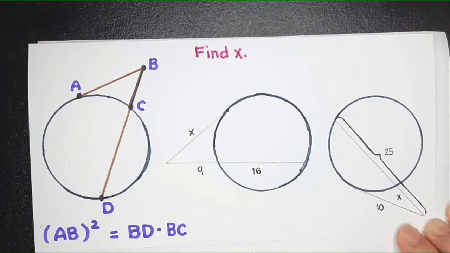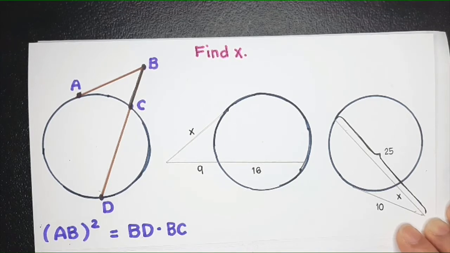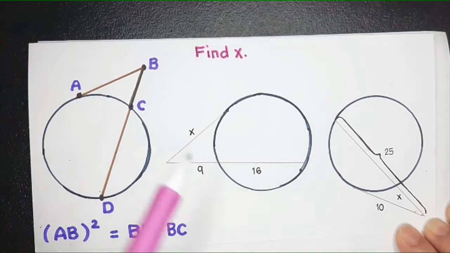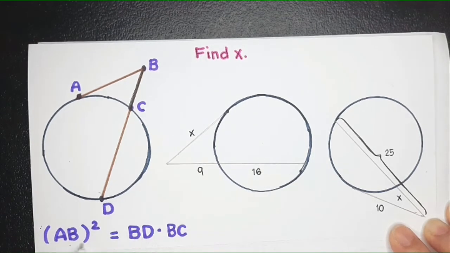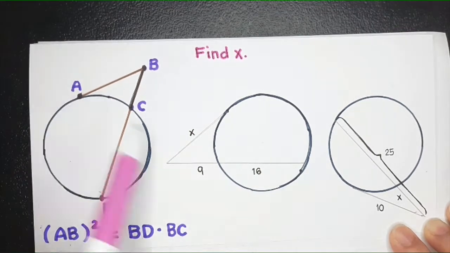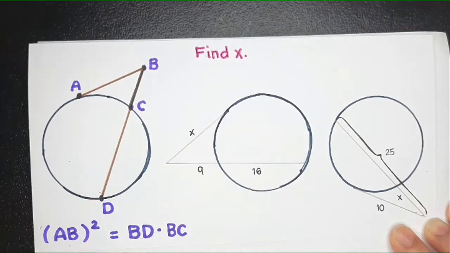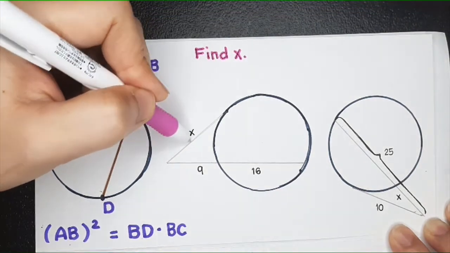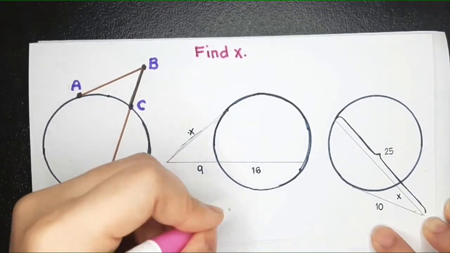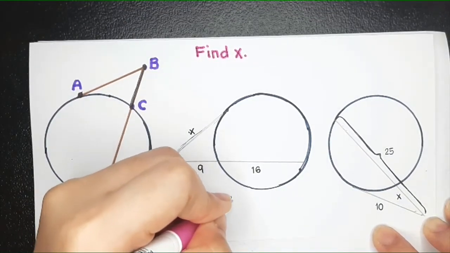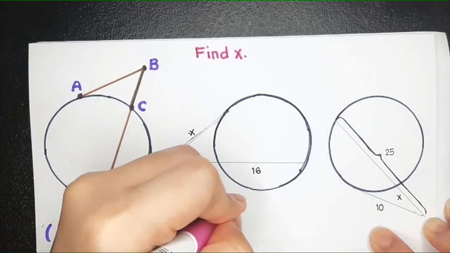Tapos, bibigyan ko ulit kayo ng tips on how to solve it without a calculator. Okay? And without creating larger numbers. Alright? Okay, let's proceed. Etong number 1. Okay? So, anong sabi sa theorem? I-square daw yung length ng tangent. Ito yung tangent. Nasaan dito yung tangent segment? Diba ito? Kita nyo? Okay, anong length nito? X. So, i-square natin yan. So, we have x squared. Right? Okay, equal yan saan?